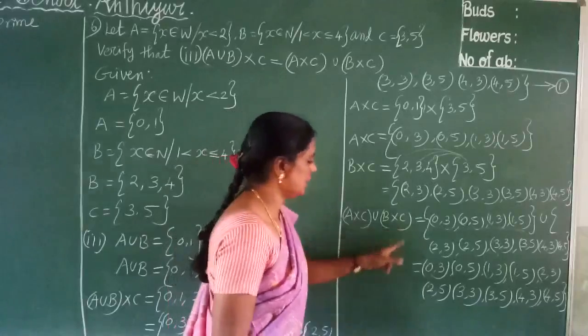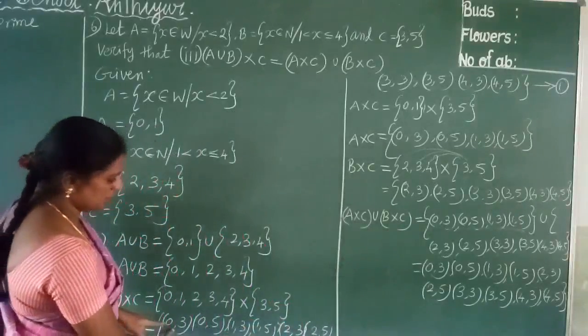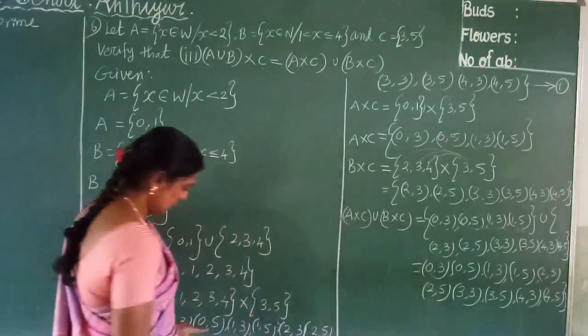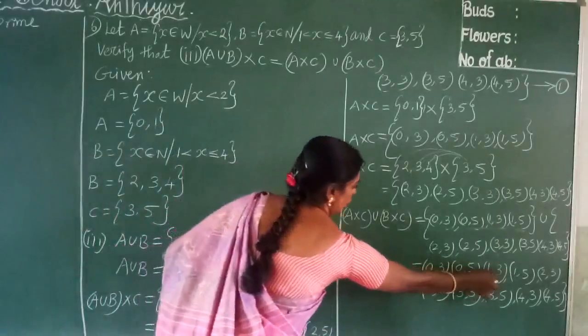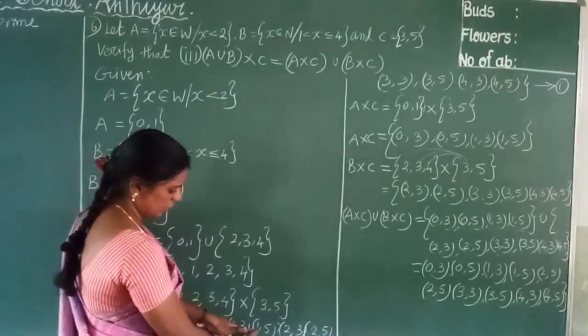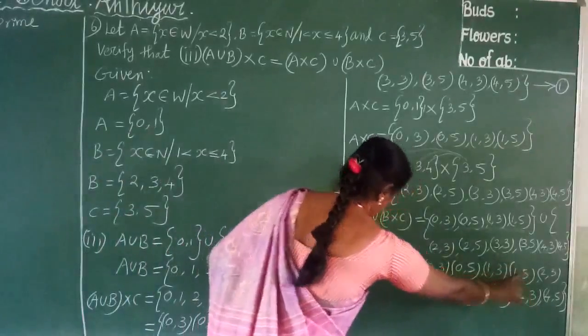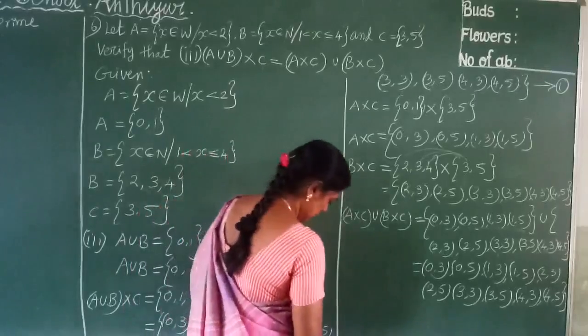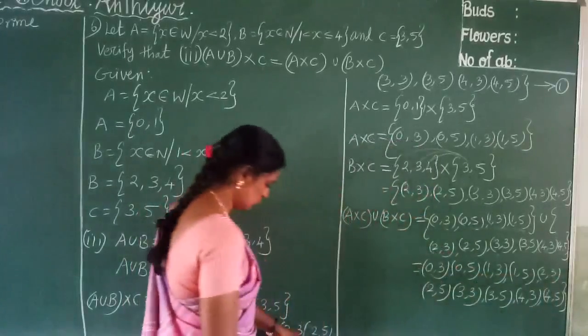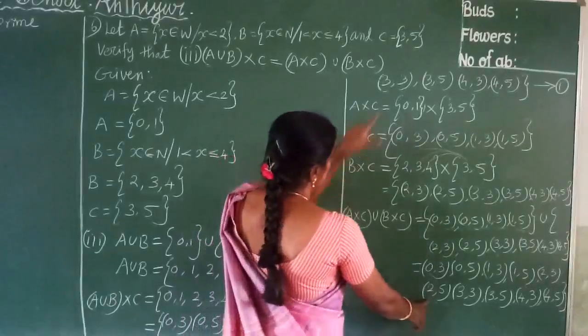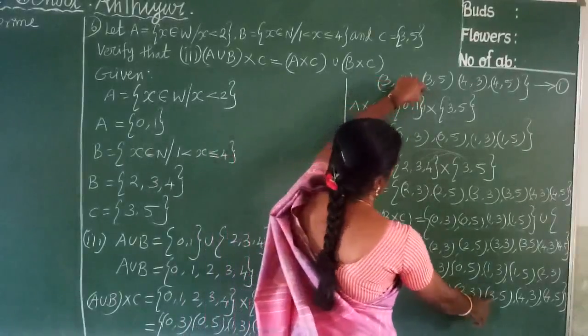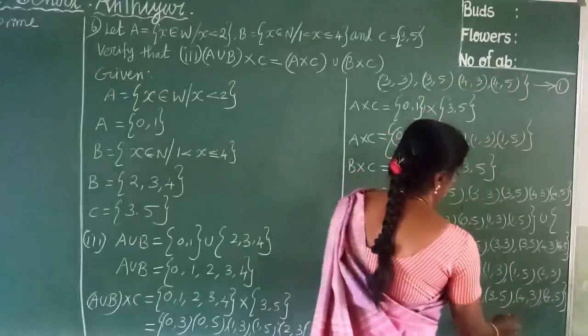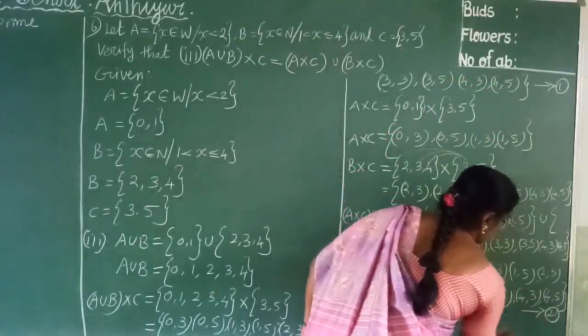Check the LHS answer. 0, 3. Here 0, 3. Here 0, 5. 0, 5. 1, 3. 1, 3. Here 1, 5. 1, 5. 2, 3. Here 2, 3. 2, 5. 2, 5. And 3, 3. 3, 5. 4, 3. 4, 5. So that is marked equation number 2.